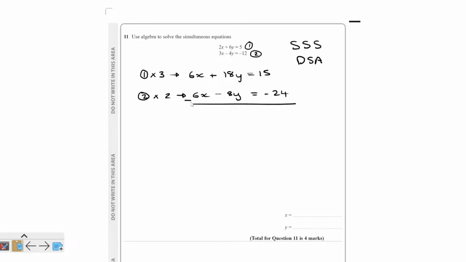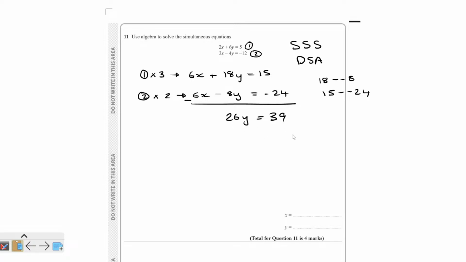Obviously 6x, take away 6x is 0. That's the whole point, isn't it? I want to eliminate x. So then I've got 18y, subtract minus 8y. You can always write it out separately if you find that helpful. You see how that's a double negative? So actually that would end up being plus, wouldn't it? Which is 26y. And then 15, subtract, again, a negative 24. That would be another double negative, wouldn't it? So that would give me 39.